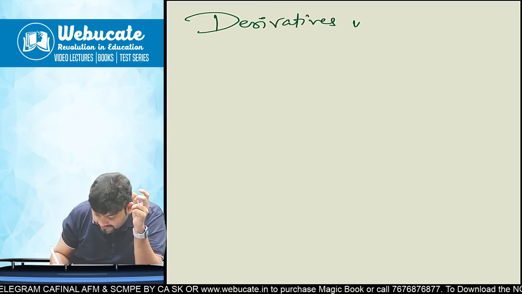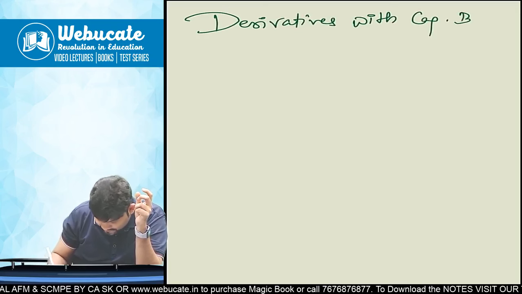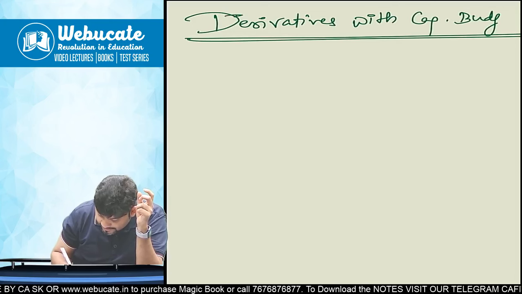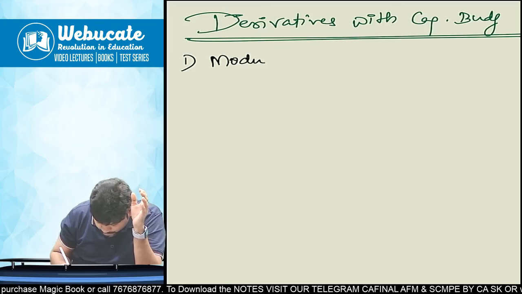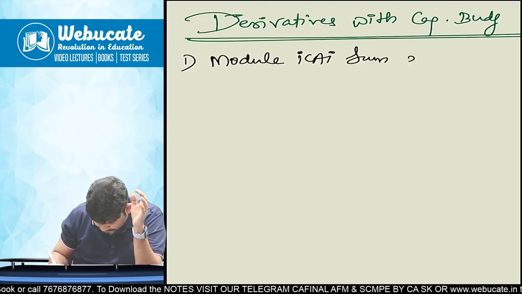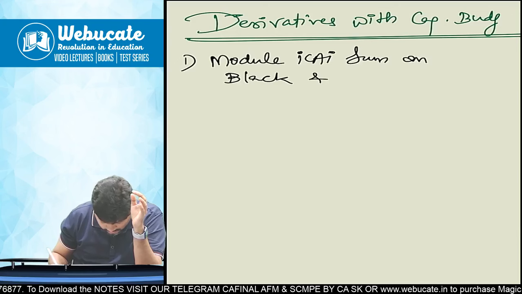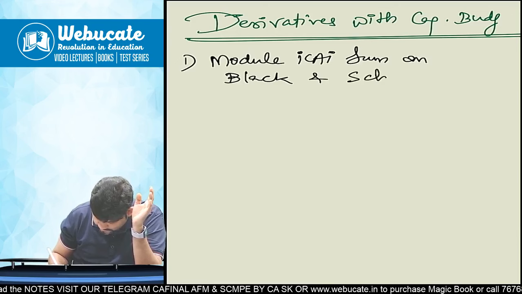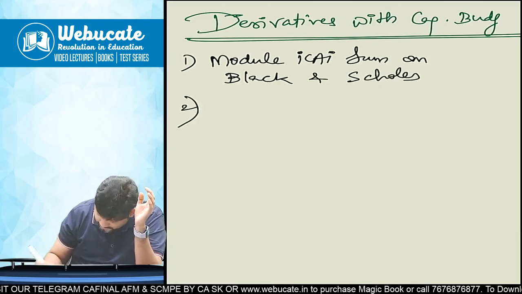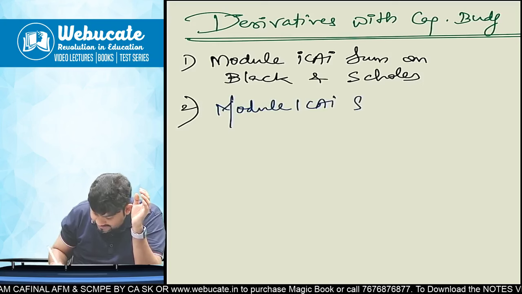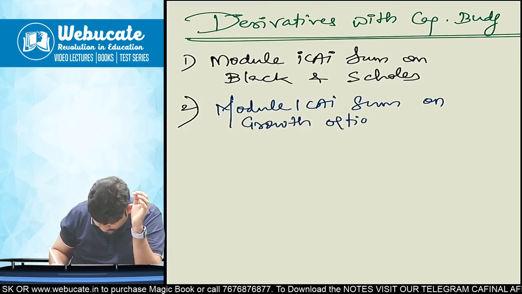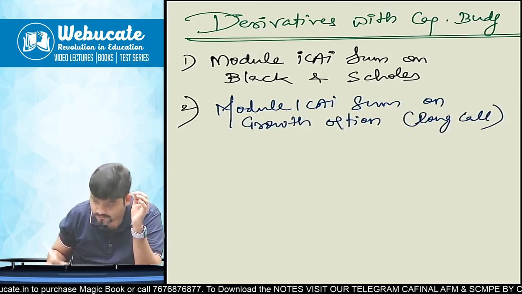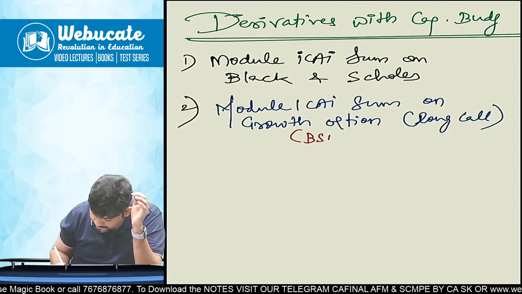Okay. If yes, then let me tell you that what we are doing is basically derivatives with capital budgeting. So, bifurcation: there are four types of sums which we need to do. One is a module ICAI sum on Black and Scholes. Second is a module ICAI sum on growth option, and it is based on long call. This is going to be solved using the Black-Scholes method.